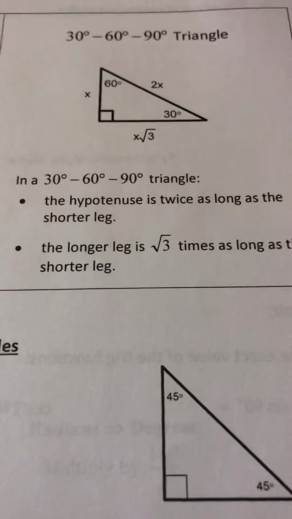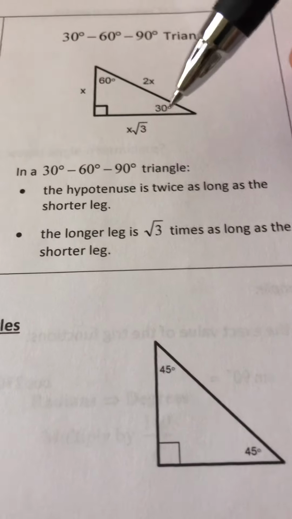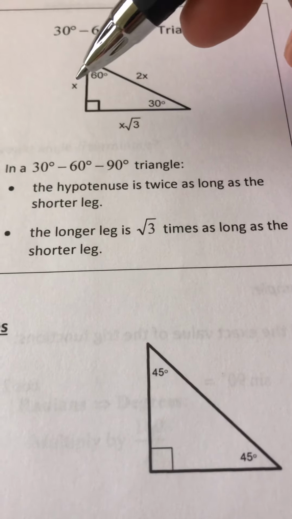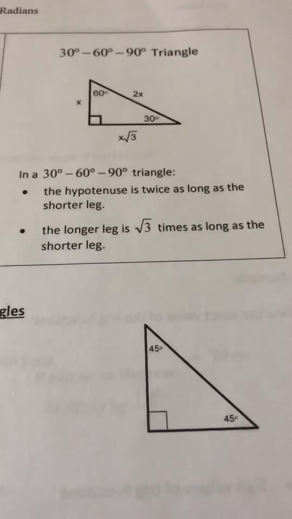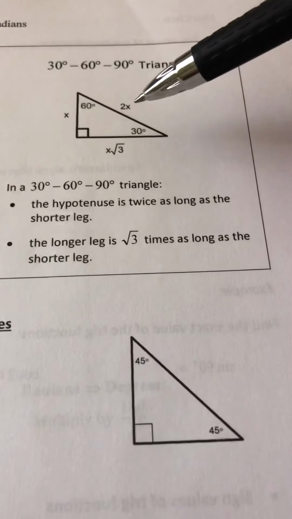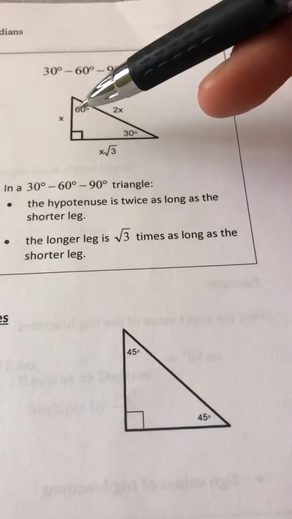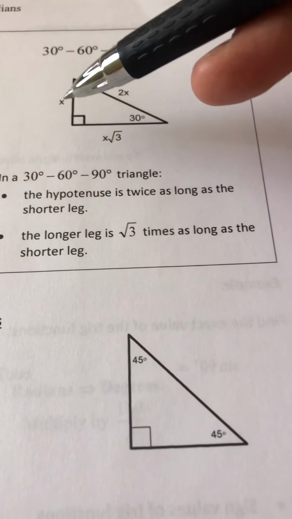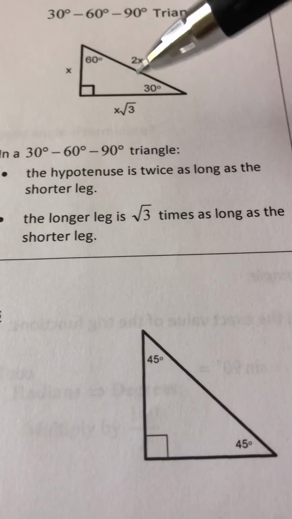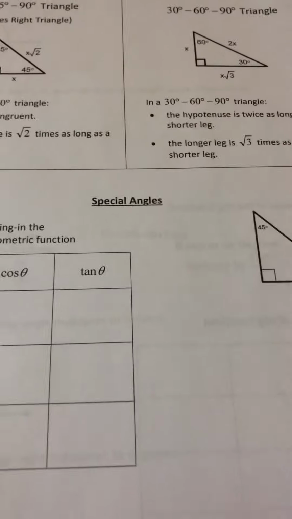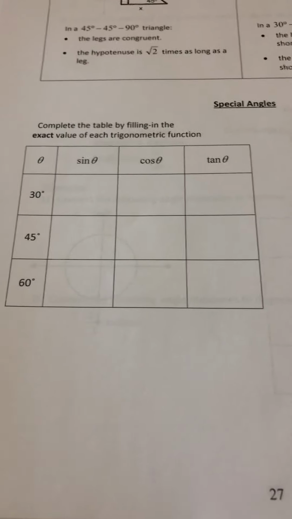For a 30, 60, 90 triangle, across from 30 is always going to be x, or a given number. You're going to double x for the hypotenuse. And then across from the 60-degree angle, it will be whatever x is times radical 3. So we're going to use this to go ahead and form our special triangle chart.